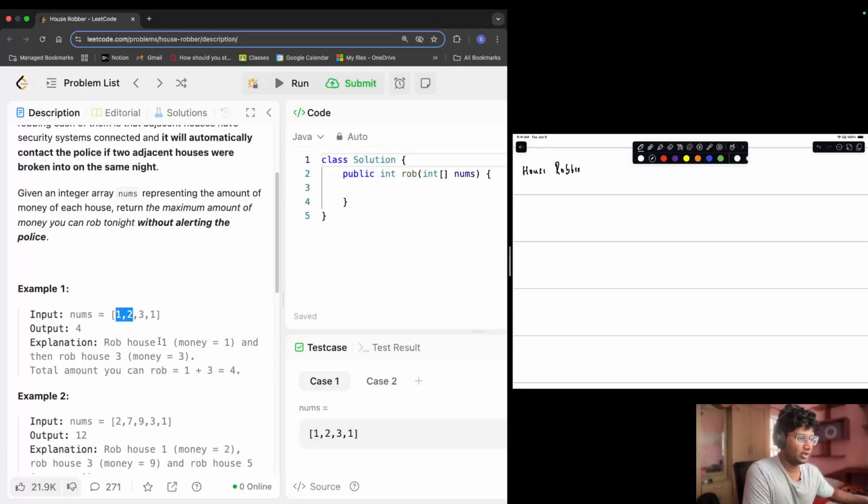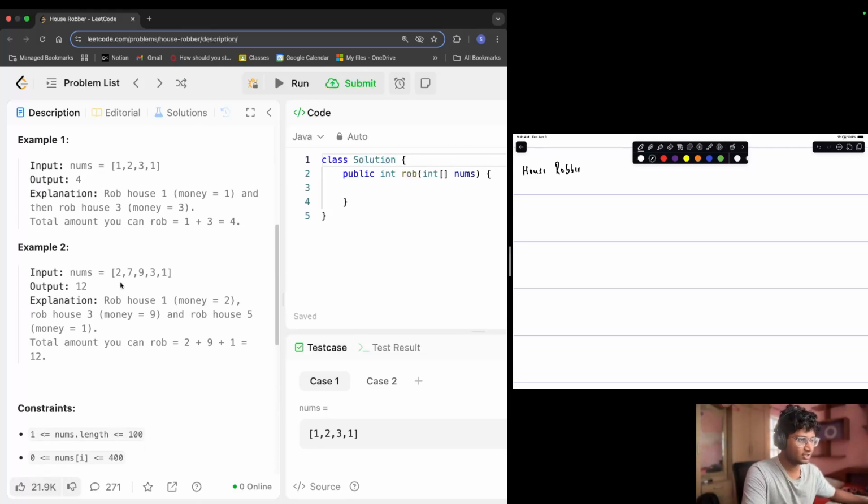So if you see over here, I can rob house one, that is 1, and then rob house three, right? I can't rob house two because if I do that, the cops will be alerted. My task is to maximize the profit that I make with the given constraints, right?